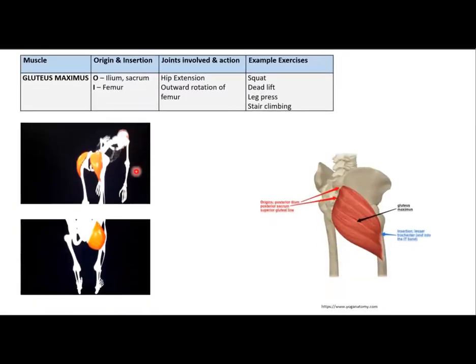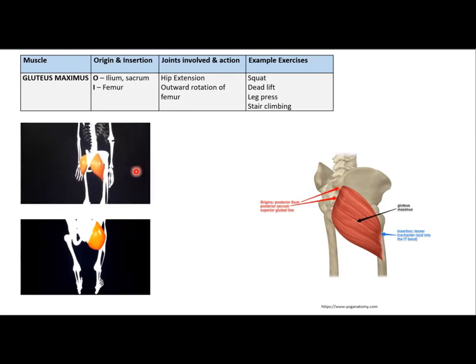Okay, so next one. This is our butt muscle. This is a very expensive muscle for Jennifer Lopez because she has a huge gluteus maximus. Okay, let's go. The butt muscle, gluteus maximus, does a hip extension and an outward rotation of your leg. So the first one is your hip extension.